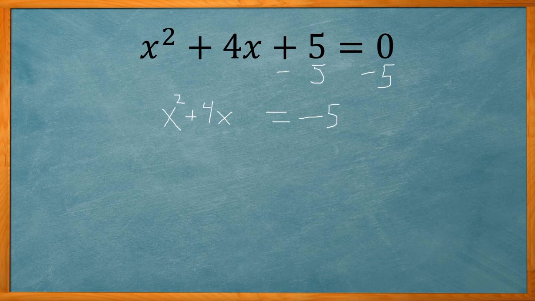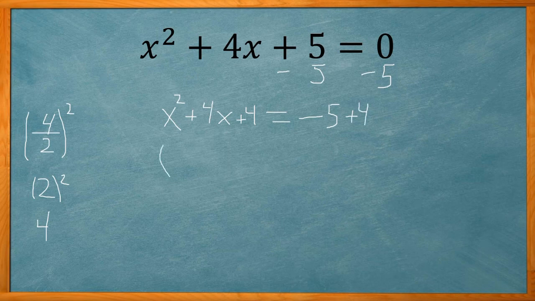Alright, I take the coefficient of the x term, which is 4 here, divided by 2, and then squared. So you always have to do this step. Take the coefficient of the x term divided by 2, and then squared. 4 divided by 2 is 2. 2 squared gives you 4. So I'm going to add 4 here. And you have to do the same thing to the other side. Add 4.